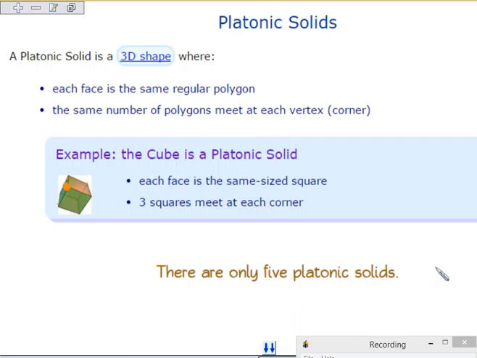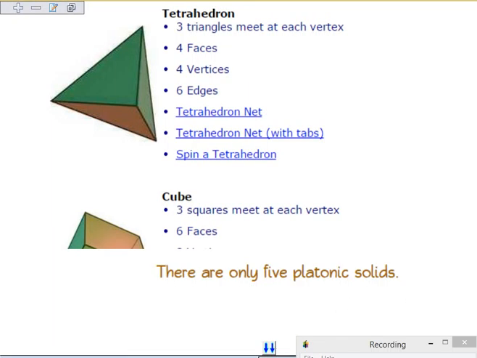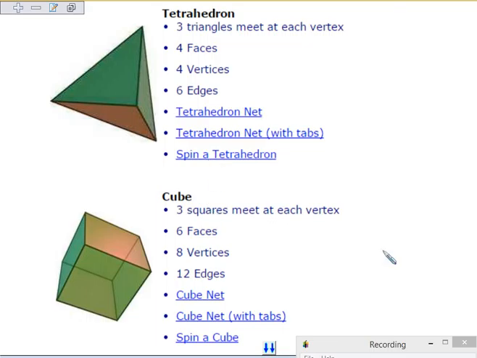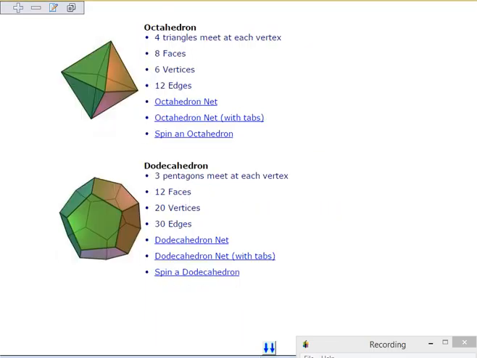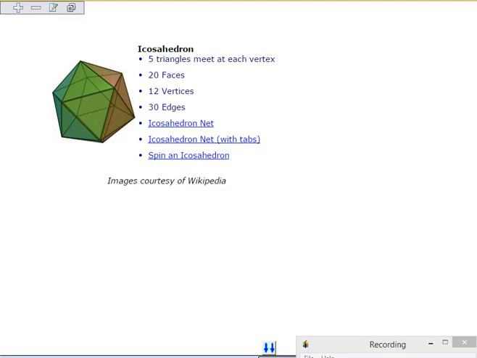There are only 5 platonic solids. The tetrahedron, the cube, the octahedron, dodecahedron, and the icosahedron.